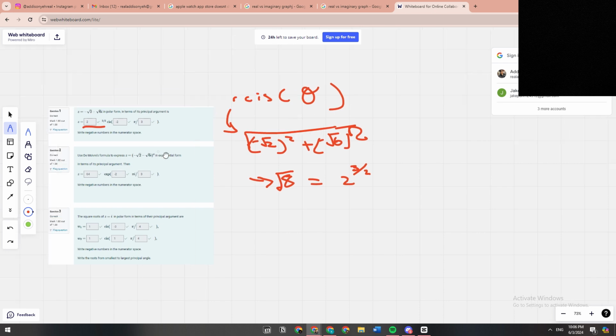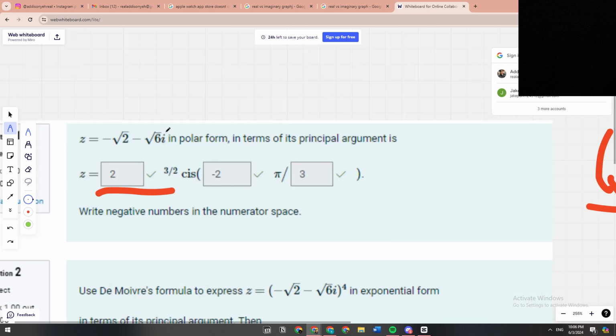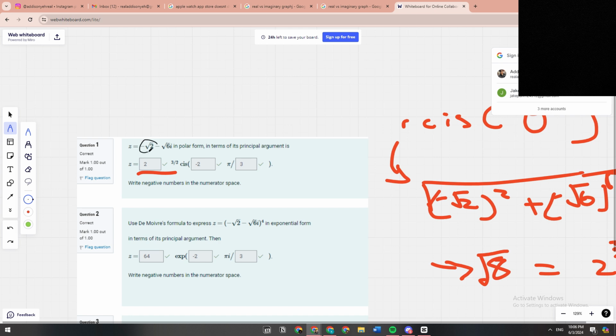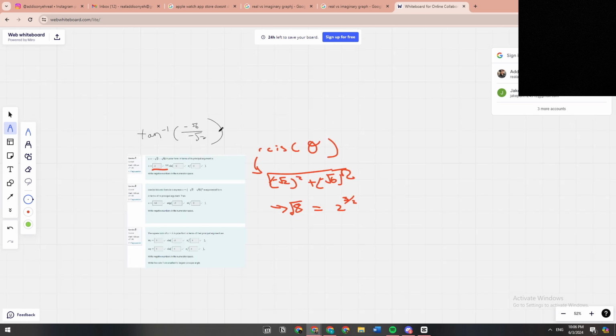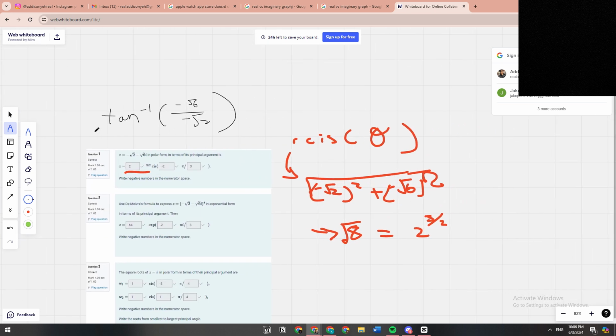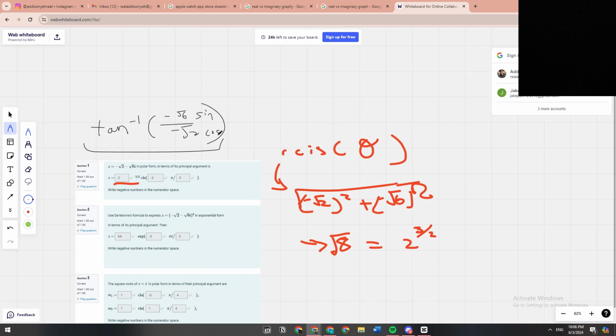But how do we find the angle? Even easier. We have a negative root 6 and a negative root 2. To do that, you do tan inverse, so arctan of negative root 6, with the imaginary number on top and the real number on the bottom, like this. Now, you can see the top is negative and the bottom is negative. This is the sine and cos, by the way.